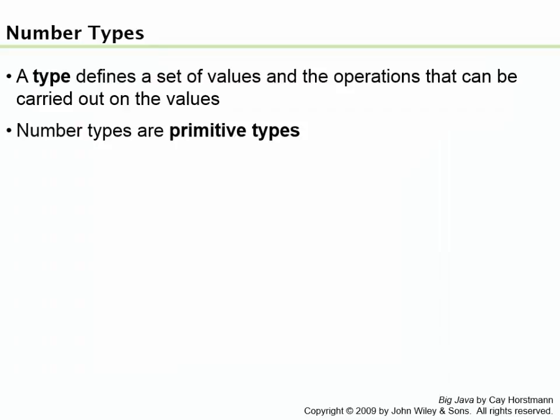We've talked about types already. The type defines what values and operations can be done with this value. Now the number types are primitives, or primitive types. That means they're not objects. Okay, so primitive types are not objects.